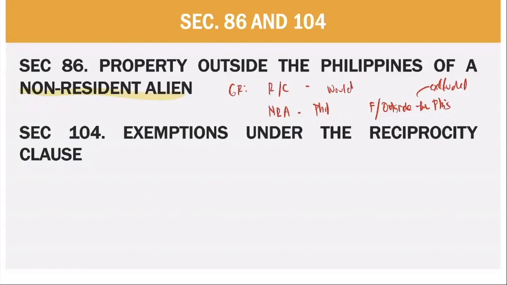Next, Section 104, exempt under the reciprocity clause. I hope you still remember this reciprocity clause. So as a rule on your NRA, if ever the NRA has an intangible personal property. What is intangible personal property again? These are your financial assets and your intangible assets. Once your NRA has an intangible personal property, that intangible personal property subject to reciprocity should be excluded. You also know that one already.